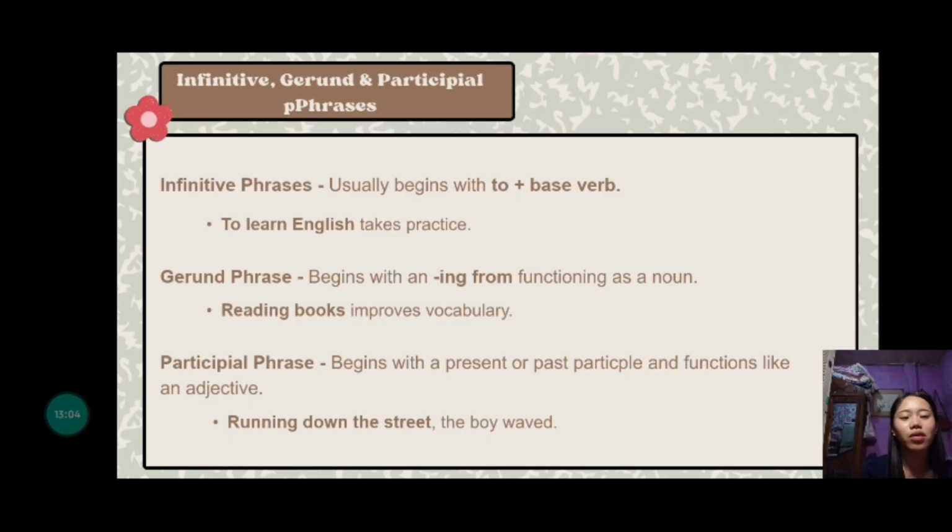Participles or participial phrases usually function as an adjective and describe a noun or a pronoun. Now that we understand phrases, let's move on to the clauses.